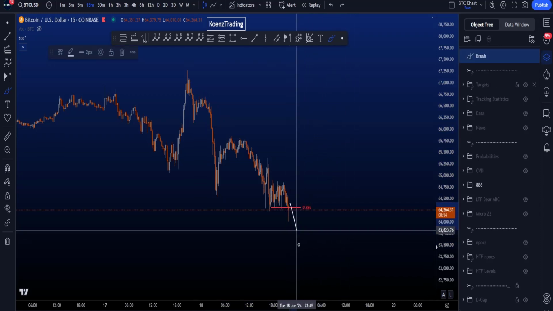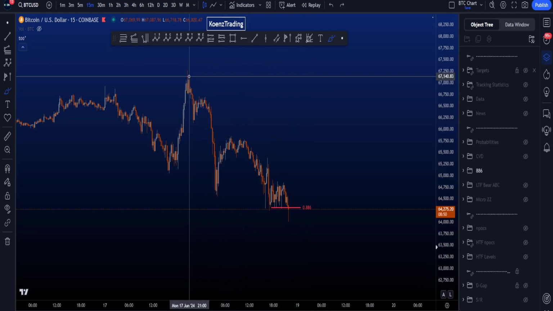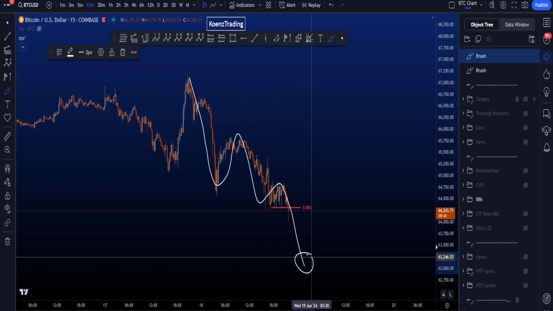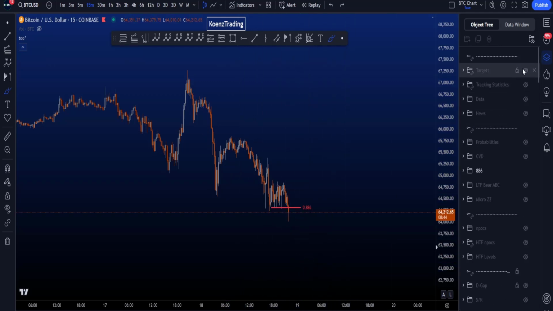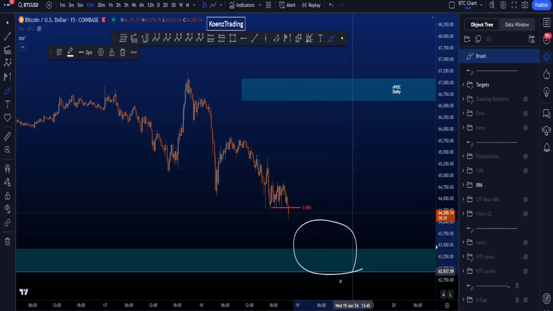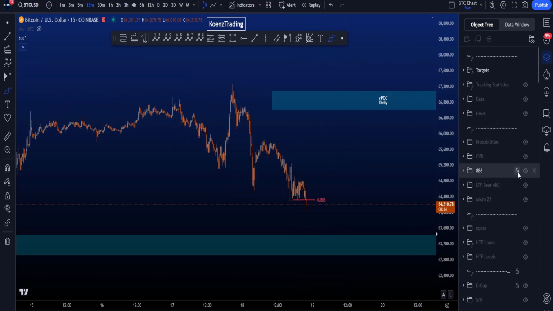Of course, continuation is still an option for a wave WXY, where we then look for over here a WX and a 3-wave Y, immediately moving to the downside towards that interesting support area between 63.5k and 63k, where we can then observe the reaction locally and look for signs of strength.